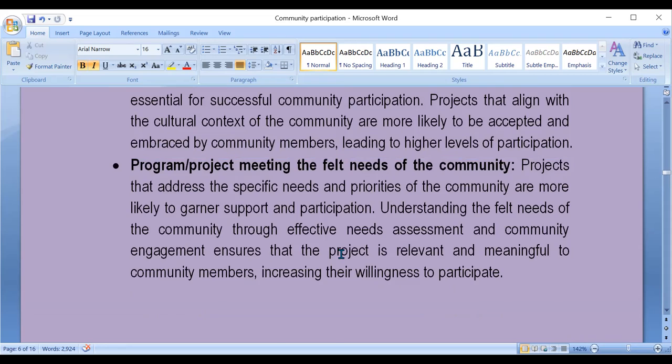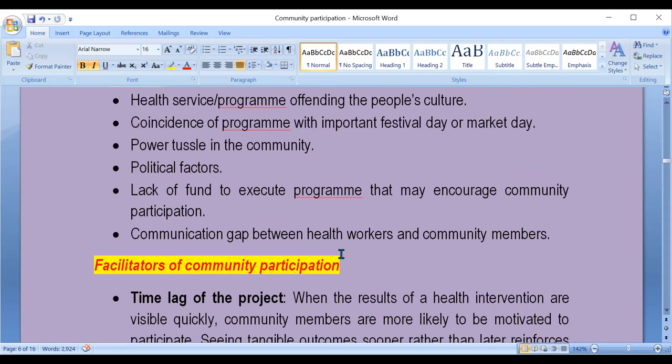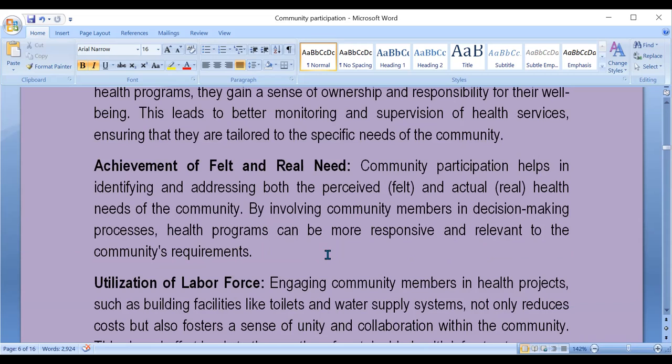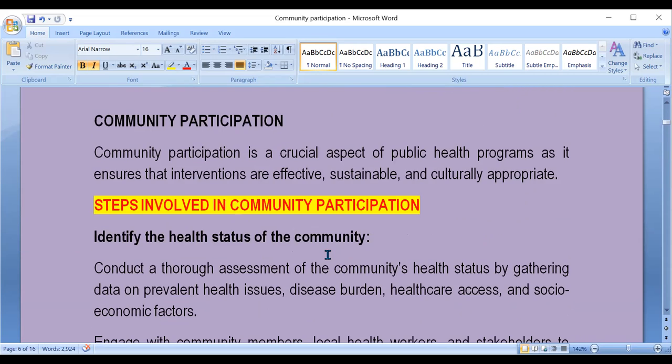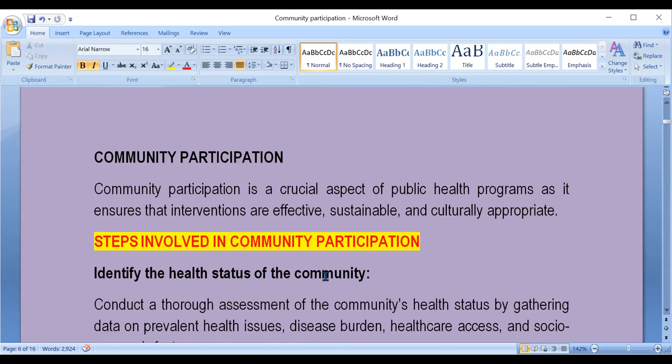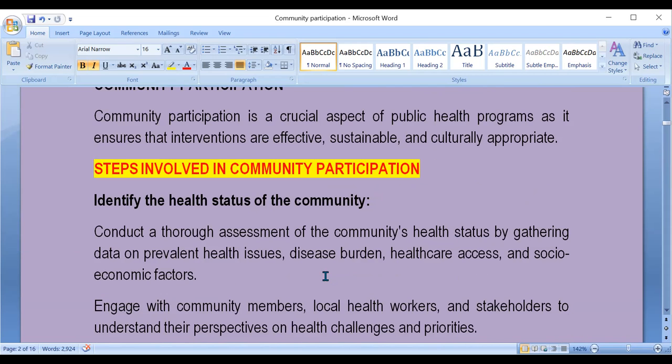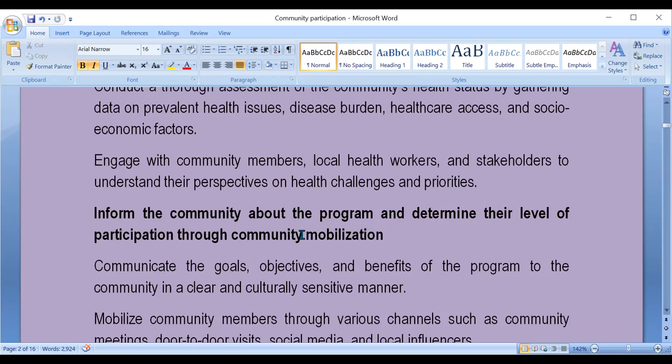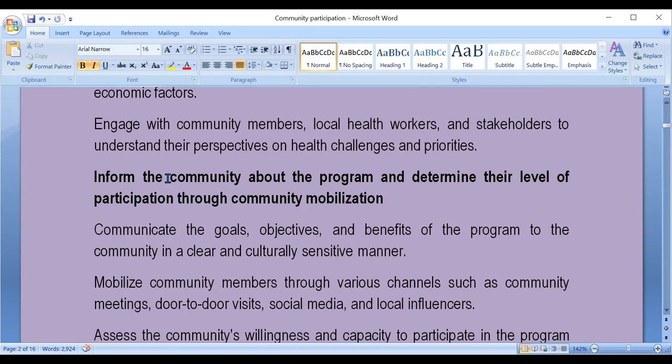Okay, so that is all about community participation. In this lecture, we've looked at what community participation is, which is available in community health sciences and public health programs, and which is necessary to achieve acceptance and success of the program. We looked at various steps. One, identify the health status of the community. We also looked at informing the community about the program and determining the level of participation through community mobilization.